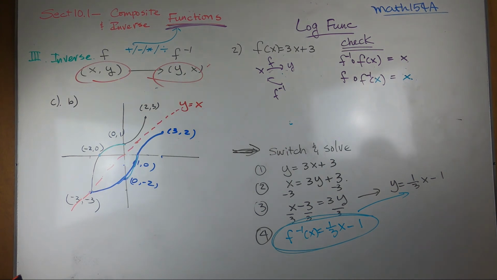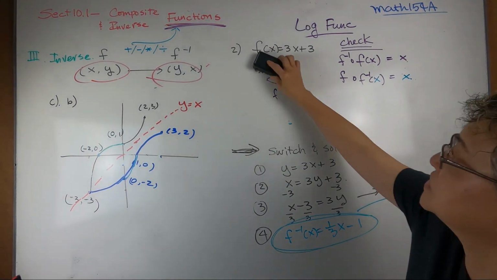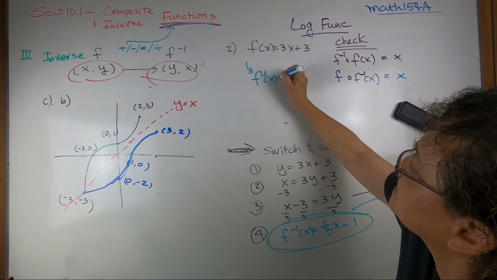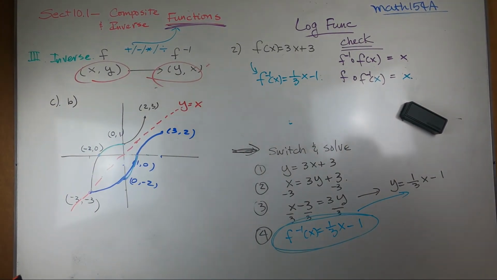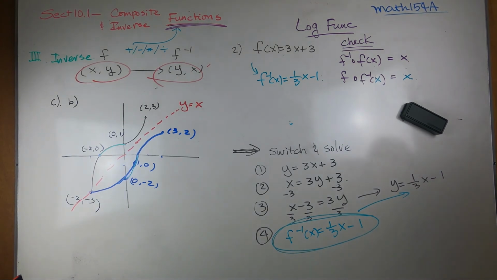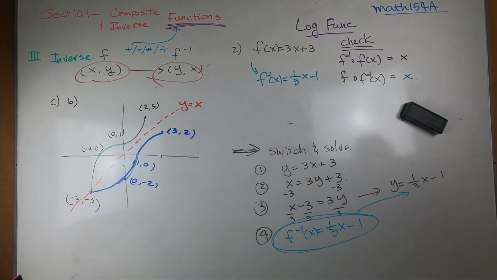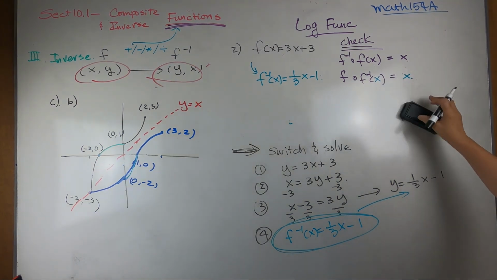Okay, so we said this one, f of x equals 3x plus 3, its inverse would be what? We just find the inverse of f of x should be what? 1/3 of x minus 1, right? So how are we going to check? We're not going to emphasize the checking for this class, but for some of you, you might be interested if you want to go further. Okay? So let's do those.